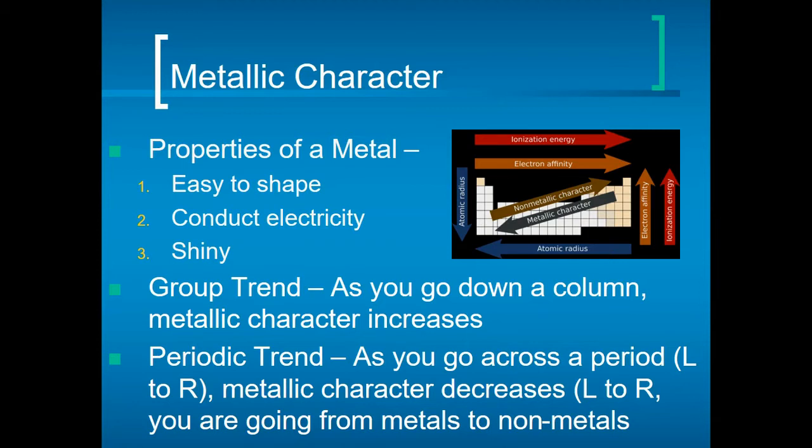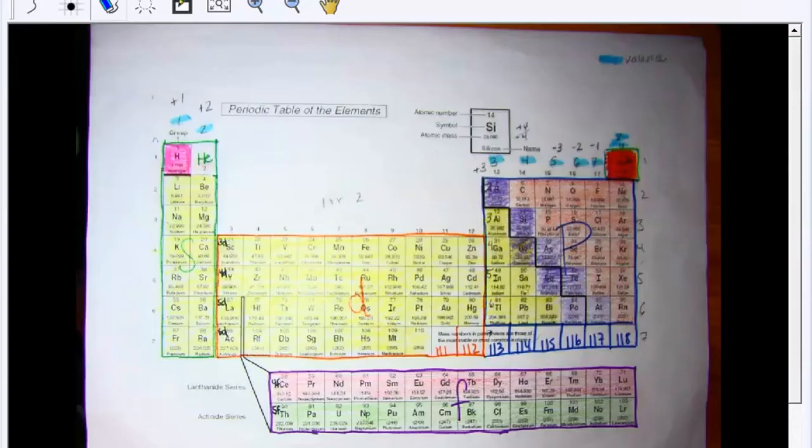The most metallic thing on the periodic table is francium. Bottom left-hand corner of the periodic table. The most non-metallic thing on the periodic table is helium. It's good to keep those extremes in mind.